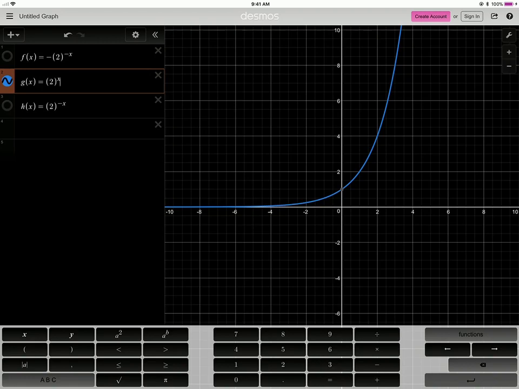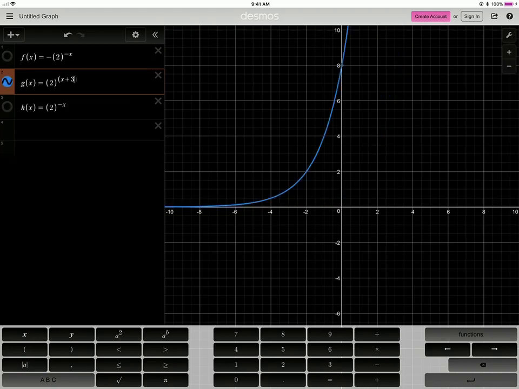A horizontal shift means nothing in terms of the end behavior for the limit. If I shift it, whoops, I was supposed to be in the exponent there. If I shift it, why won't it let me do that? Maybe I have to put it in parentheses. Okay, here we go. If I shift it left 3, it doesn't affect my end behavior of, say, my original function. Let me show you the original.